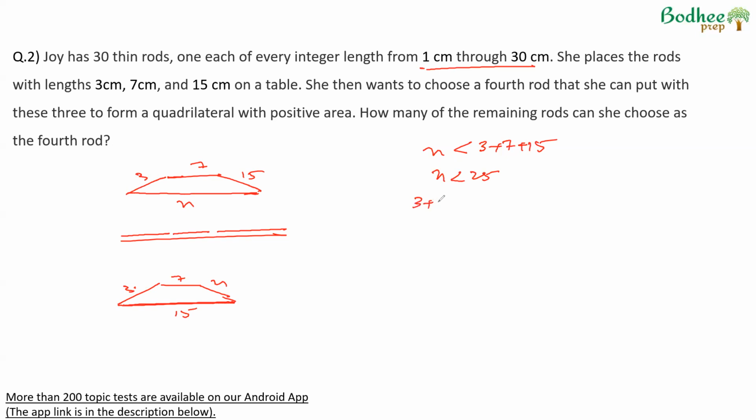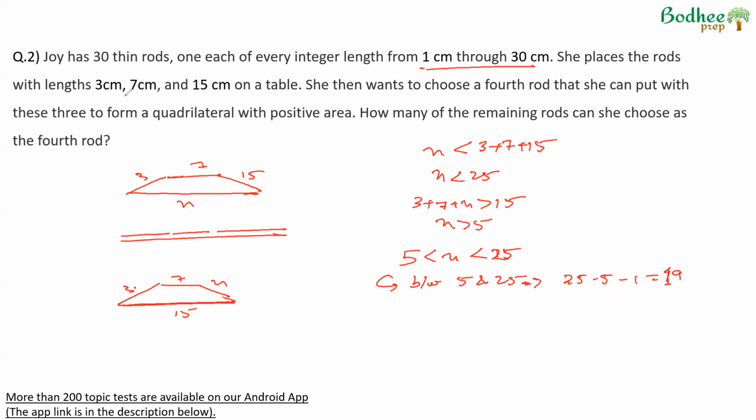From here we can say 3 plus 7 plus n is greater than 15, or n is greater than 5. Therefore, the length of n should be between 5 and 25. The equal to sign is not there in 5 and 25. So between 5 and 25, the count will be 25 minus 5 minus 1. That is 19 numbers are possible.